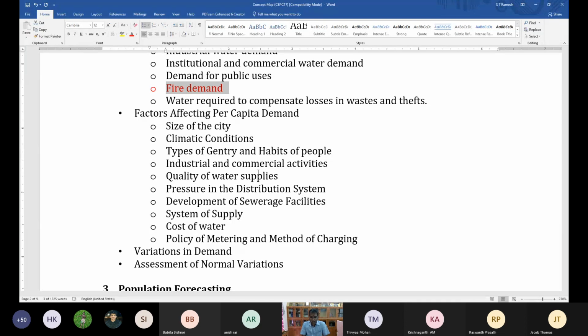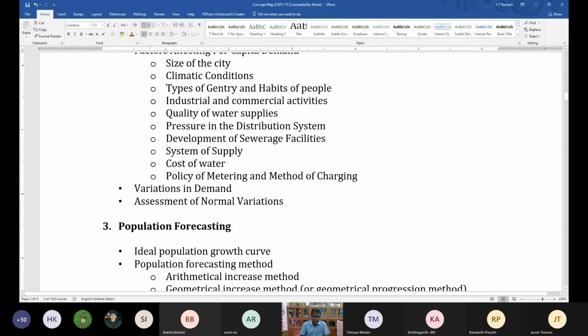And the cost of water, now it is about policy. You have to pay whatever you consume. That's the cost of water, and the policy of metering and method of charges, maybe monthly, or once in a year, or twice in a year, and based on that, the per capita demand also will vary. Okay, yes.